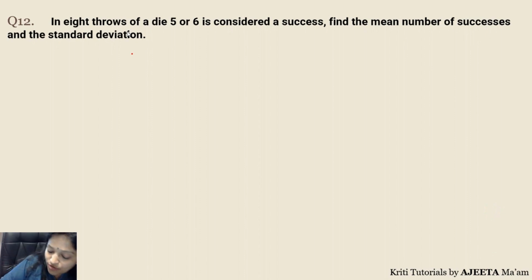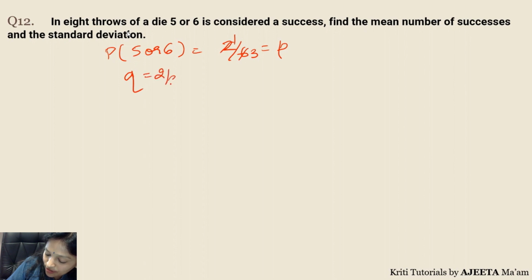Right? So let's find out first the probability of success, that is 5 or 6. That is 2 by 6, that is 1 by 3, that will be your P. So what is Q? Q is 2 by 3. What is your N? 8. Now tell me, what will be your mean? Your mean will be NP, that is 8 by 3.